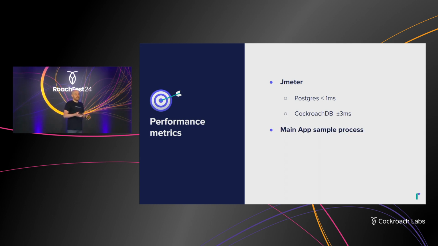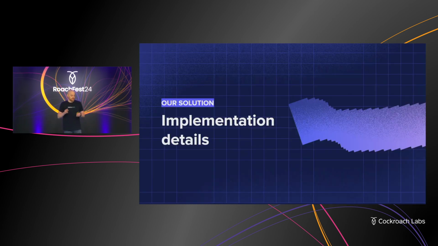And then we did a main application sample. We took an application on Ruby, and we scaled it to work on both servers. In Postgres, it took about 60 milliseconds, and in Cockroach, it took about 80 milliseconds, again, in a tolerable environment. And now we need to implement it in our infrastructure.